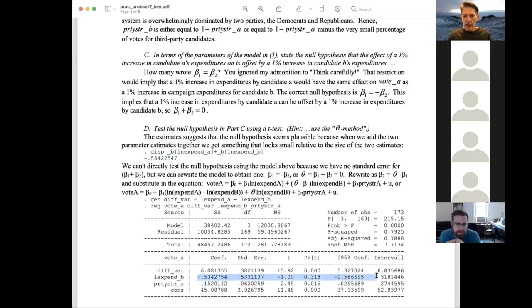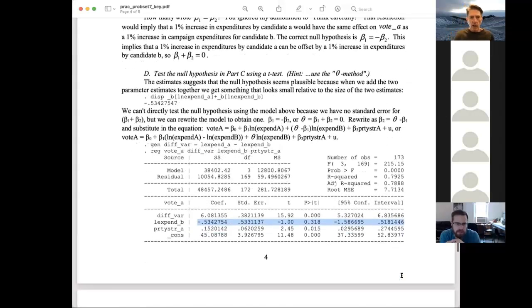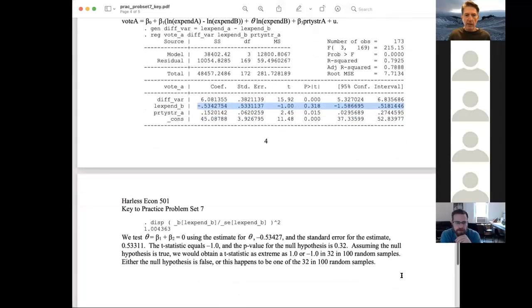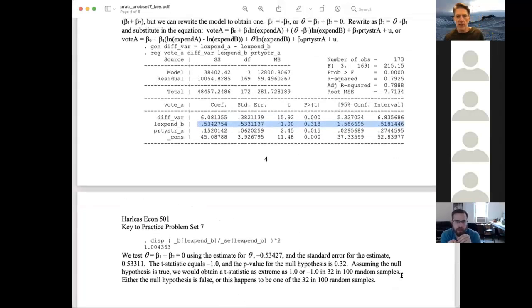And a great thing here is we can now definitively test that null hypothesis. We get a p-value of 0.32. And so either the null hypothesis is false, or we expect to get a t statistic as extreme as 1 or -1 in nearly 1 in every 3 random samples, or 31 in 100 if you want to be a little bit more precise, or 32 in 100 I guess is the correct value.